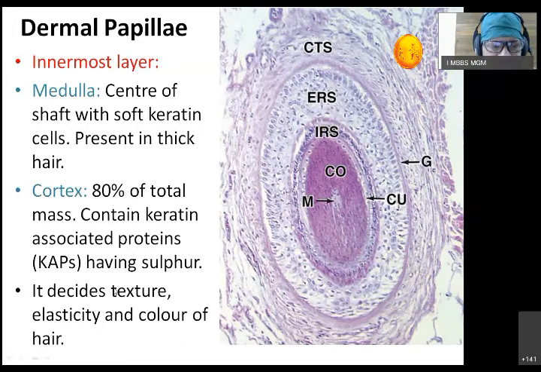It decides the texture, elasticity, and color of the hair. Who decides the cortex of the hair? It decides the texture, elasticity, and color of the hair.